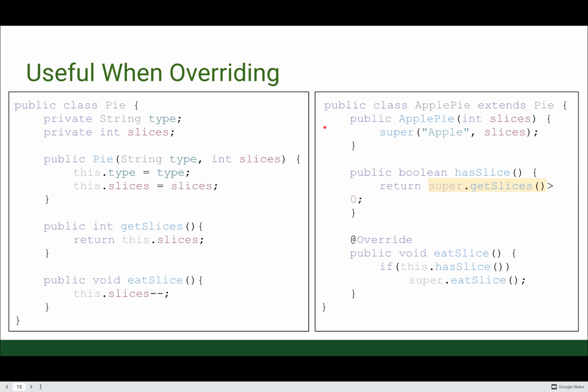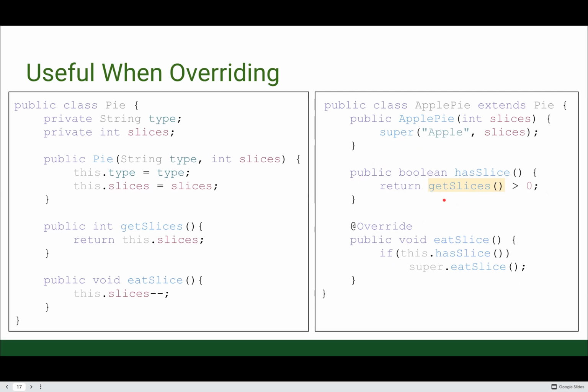So if we look at the pie example again, my hasSlice method, I was returning super.getSlices greater than 0. Since I'm not overriding getSlices in my apple pie class, I can change that super to be a this. The apple pie class is inheriting the getSlices method. It can use it by itself. We actually don't even need the this. We can just call getSlices, and that's going to call our superclass's getSlices because we don't have a local version of it. We're not overriding it. So Java is going to check within the superclass. So this works, but once again, super is not necessary, but it helps add clarity. So I'm going to recommend that we include it whenever we can.